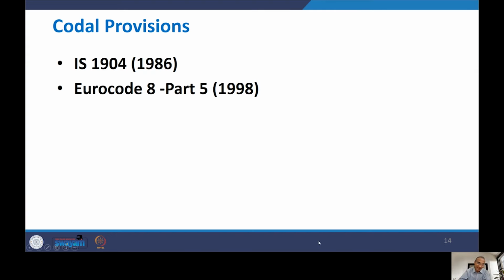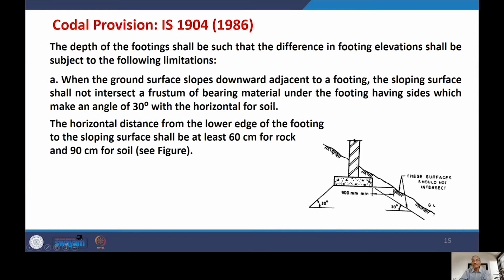So let's discuss first the Indian Standard Code. Indian Standard Codes put some limitations that when you design your footings for the slopes or on the hilly areas, then some restrictions are there. And what is said here is that the depth of the footing shall be such that the difference in footing elevations shall be subjected to the following limitations. And what are the limitations? First, when the ground surface slopes downward adjacent to a footing, the sloping surface shall not intersect a frustum of bearing material under the footing having sides which make an angle of 30 degrees with the horizontal soil.